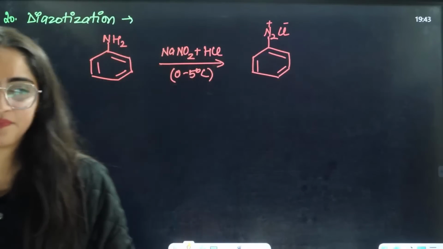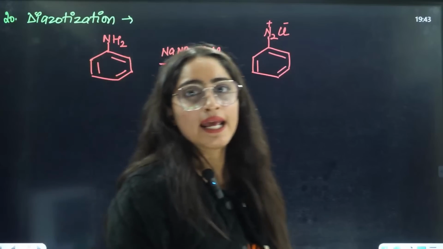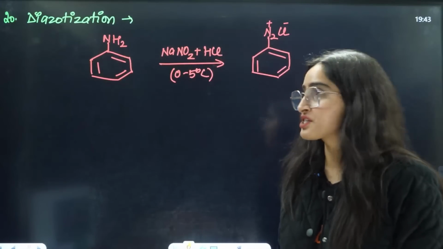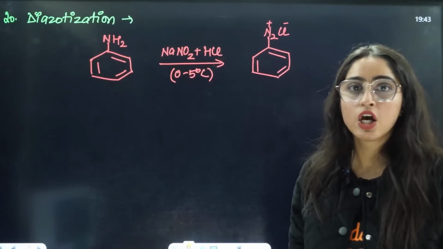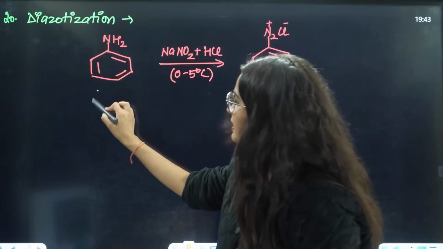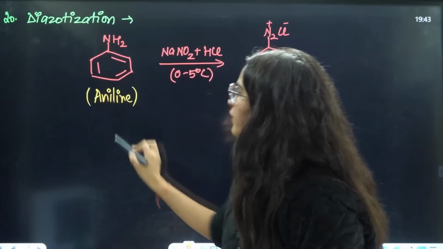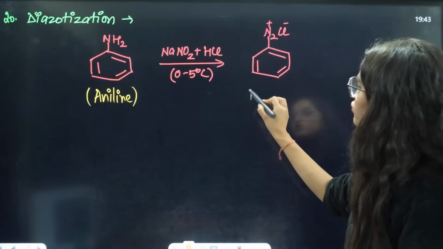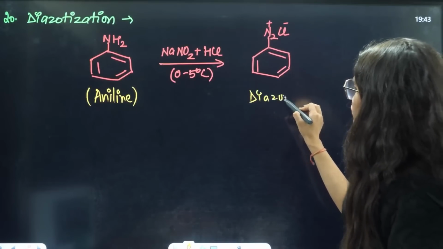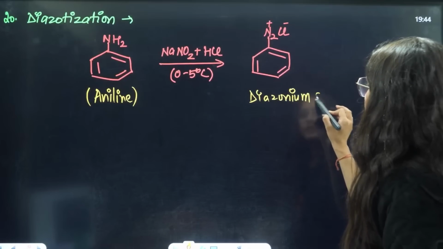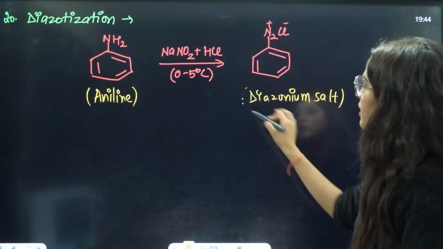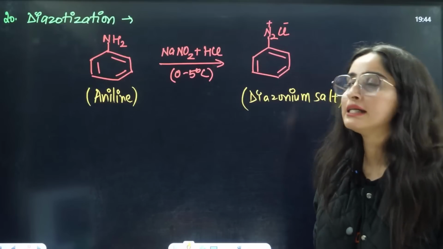Okay. Then there is diazotization reaction. Right? In diazotization reaction, you are forming from aniline, we are preparing diazonium salt, right? Diazonium salt we are preparing, diazonium chloride, right?